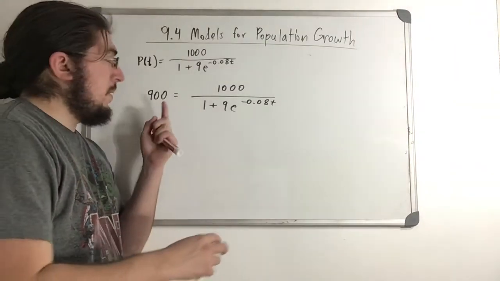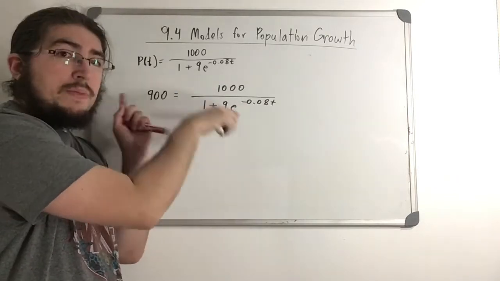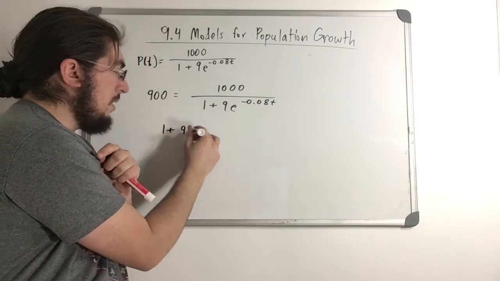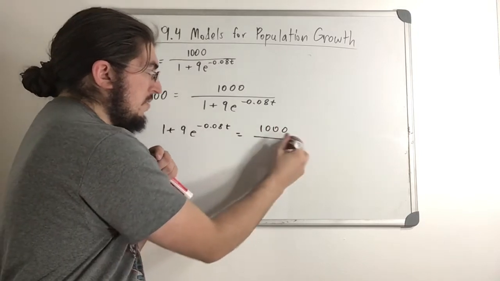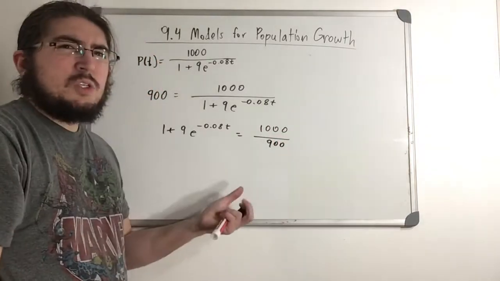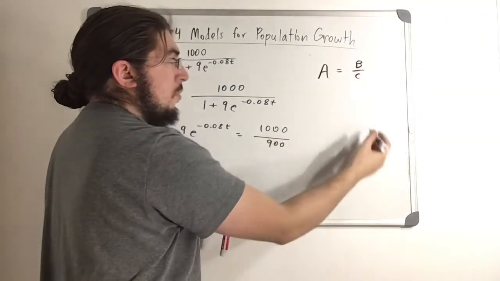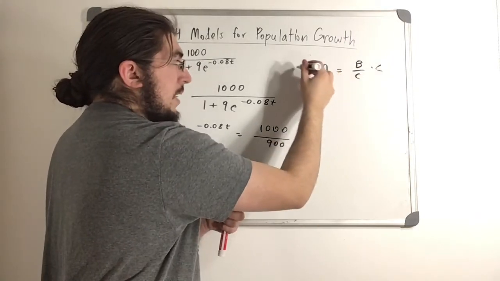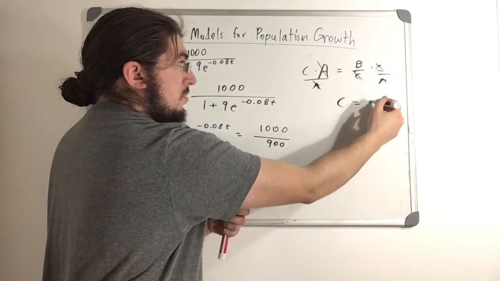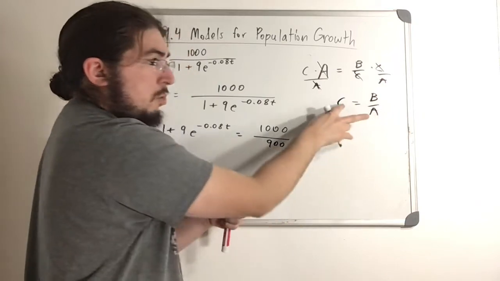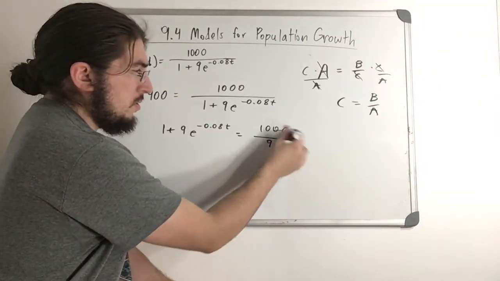Well, here's what I'm going to do. I'm going to multiply both sides by this denominator and simultaneously divide by 900. Basically, I'm going to swap these two. And we're going to get the following. 1 plus 9 e to the negative 0.08t is equal to 1000 divided by 900. And this is a trick you can do in proportions. Basically, I'm saying that if a is equal to b over c, multiplying both sides by c and then dividing both sides by a just gives us c is equal to b over a. So all we've really done is swapped a and c. So we're just multiplying and dividing basically. In any event, here we can cancel two zeros, we get 10 over 9.